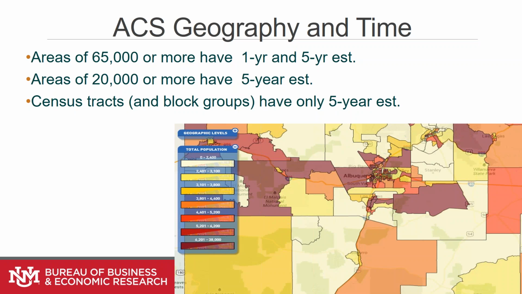Yep. So the 1-year estimates, and 2017 was released at the end of September. 1-year estimates come out in September. The 2017 5-year estimates will come out the first week of December. So the 5-year estimates are always released in December, and the 1-year estimates are always released in September.